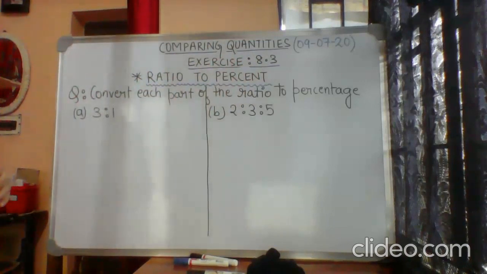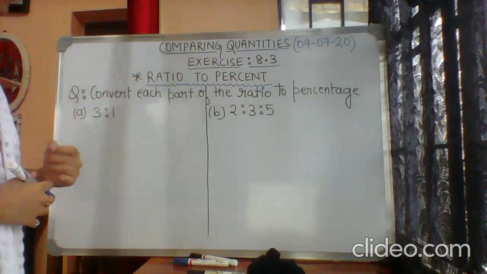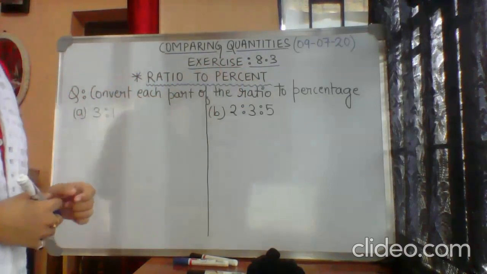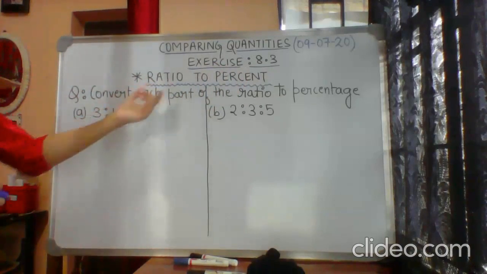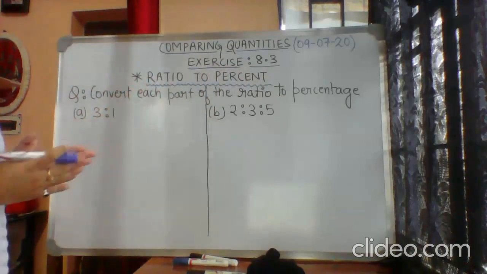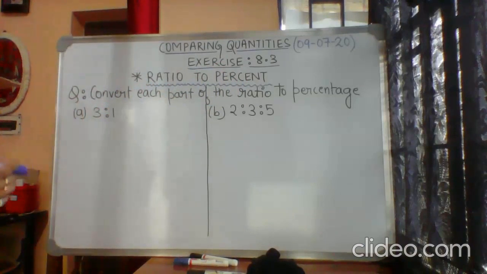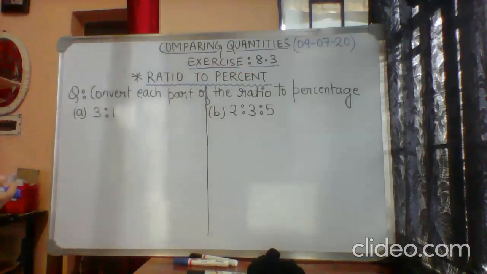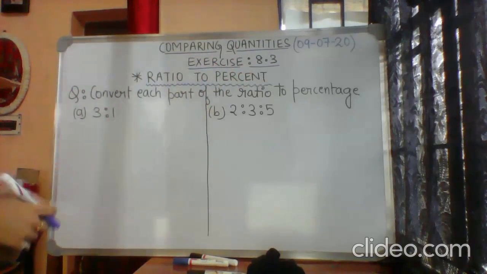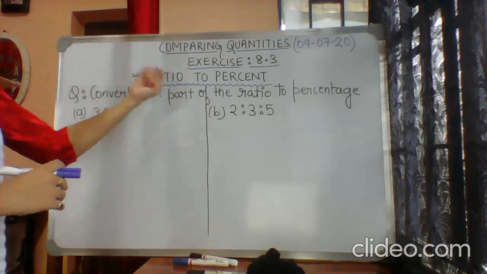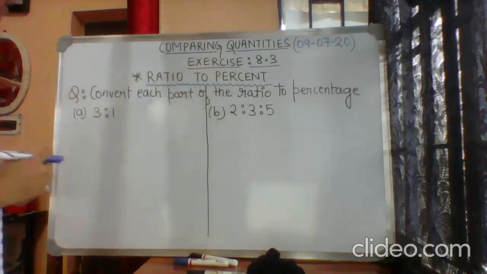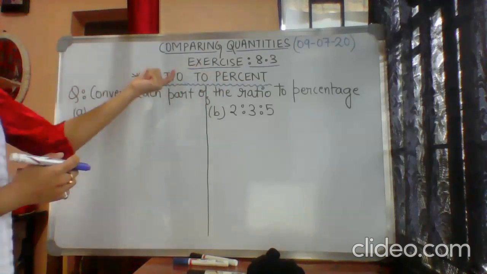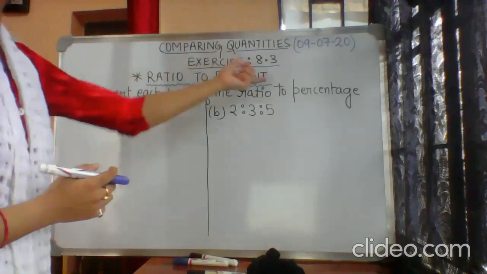Okay, now separately, we know the meaning of the words ratio and percent. Ratio means how much part. Ratio shows how much part is there of any quantity. And percent means out of 100 how much part is there. So, we know what is ratio, what is percentage. Now, in this exercise, we are going to convert each part of the ratio into percentage.